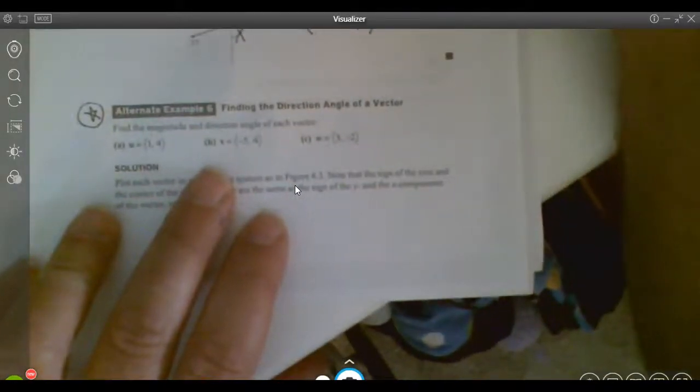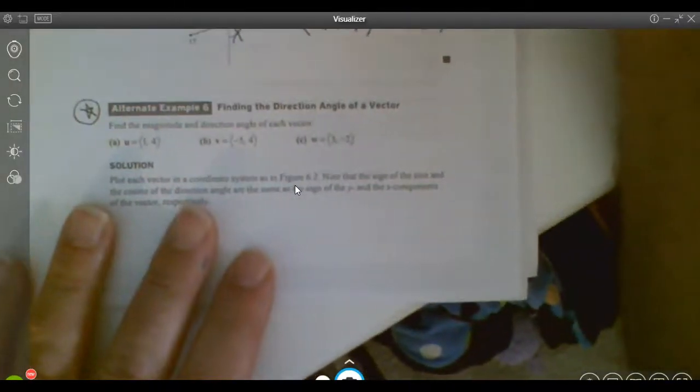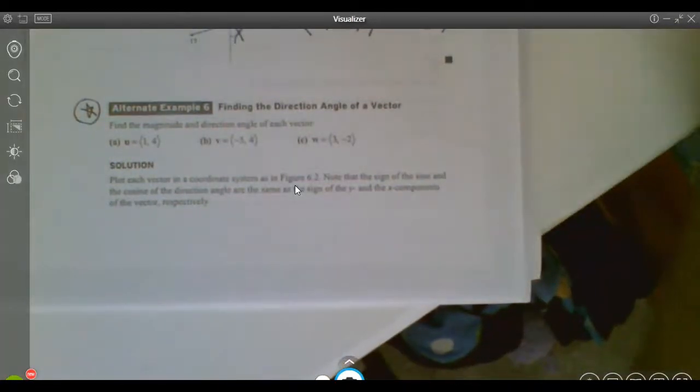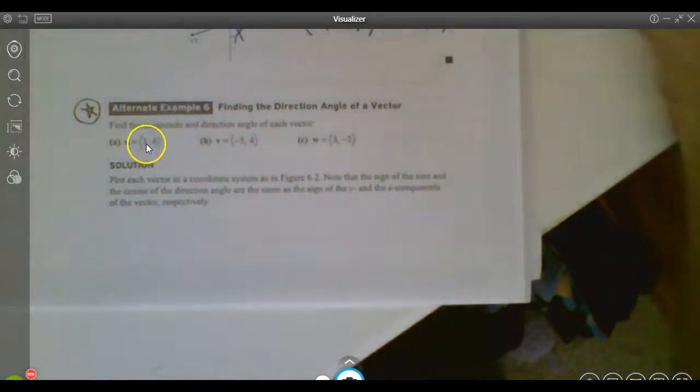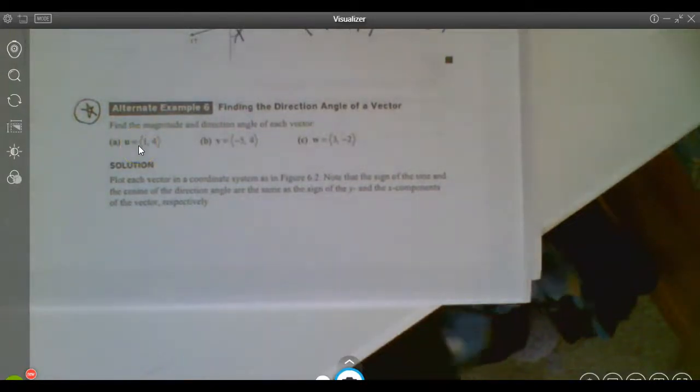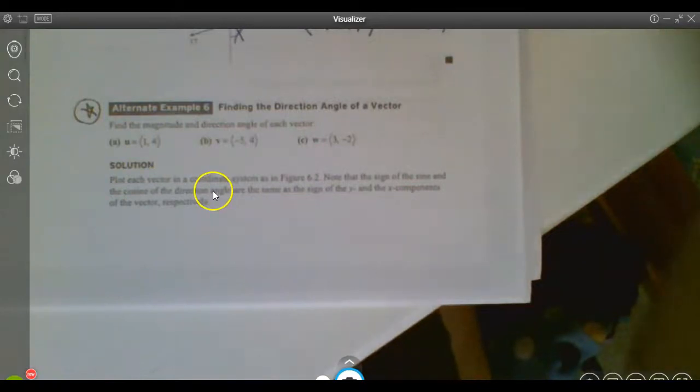Moving on down to this guy, it says find the direction angle of a vector. So find the magnitude and direction angle of each vector. So magnitude we already know is the square root of a squared plus b squared. So the square root of 1 plus 16, which is 17. So the square root of 17 would be the magnitude. So how do we find the direction of this thing though? So as I consider my horizontal component as positive 1, and my vertical component is positive 4, just remember the formula that we had up above.